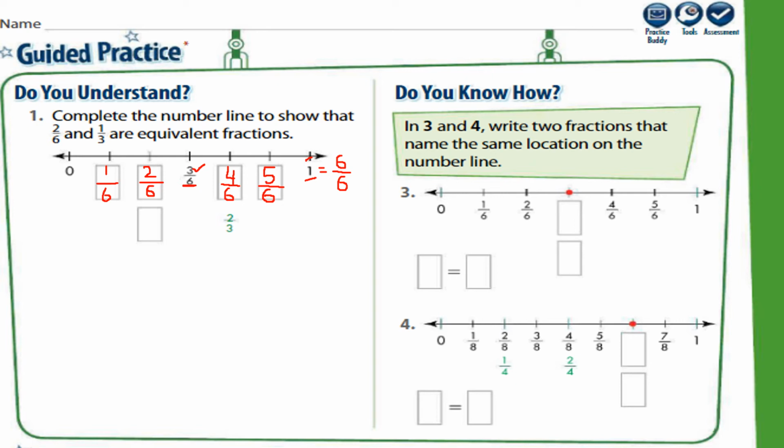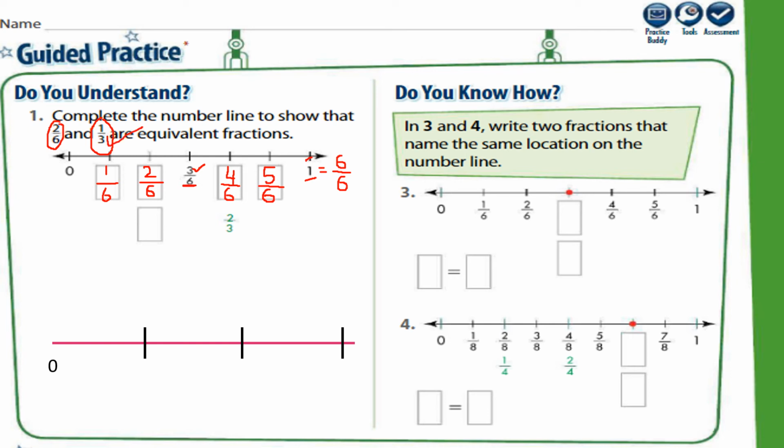Okay, now what will I do to find the equivalent fraction? The easy way I can find that 2 is double of 1, so my numerator is 1, and 6 is double of 3, and my denominator will be 3. So I can write that 2/6 and 1/3 are equivalent, or I can draw a number line, write the beginning point, then divide it into 3 equal parts because we have to show this fraction on the number line.